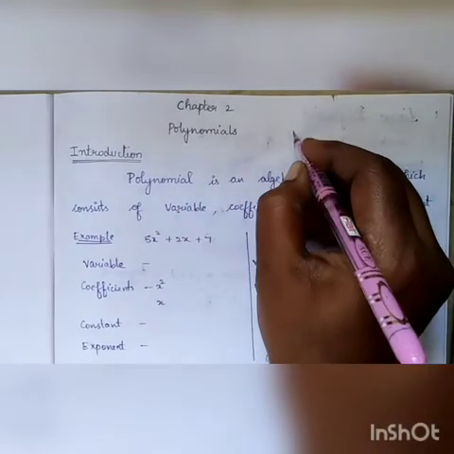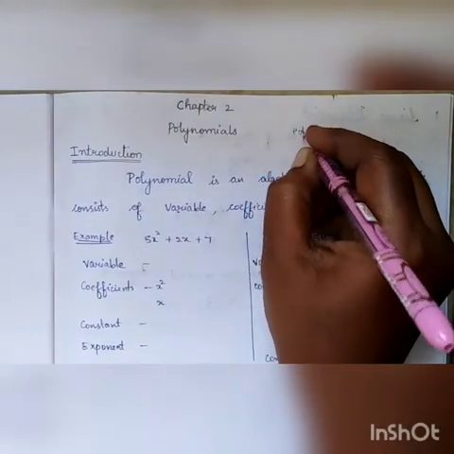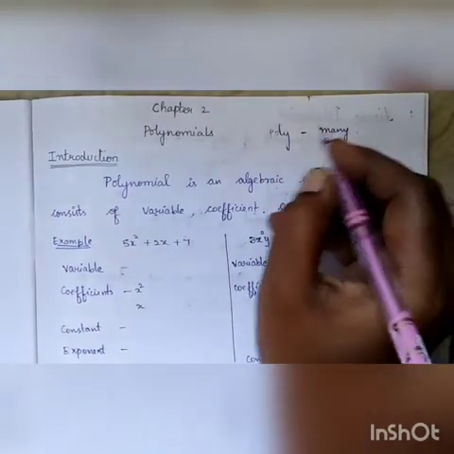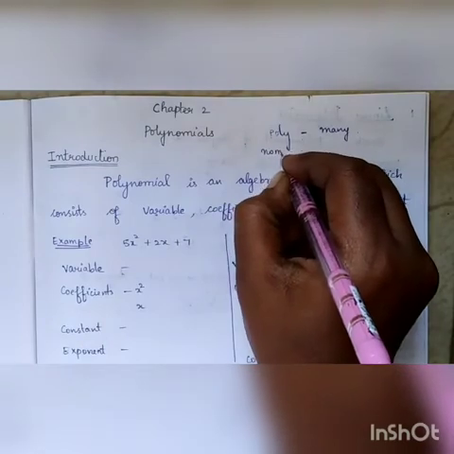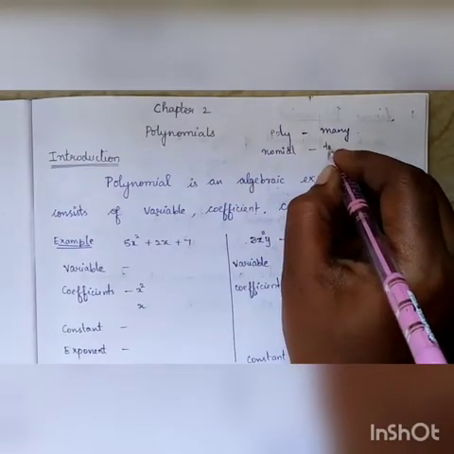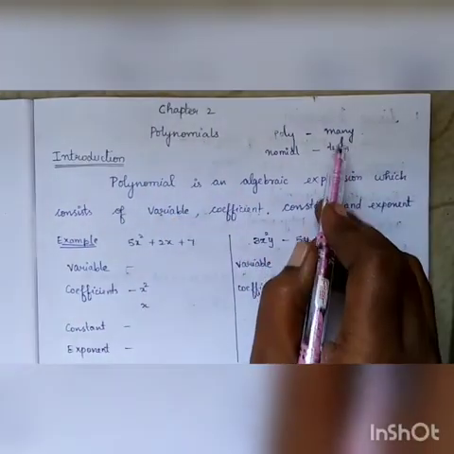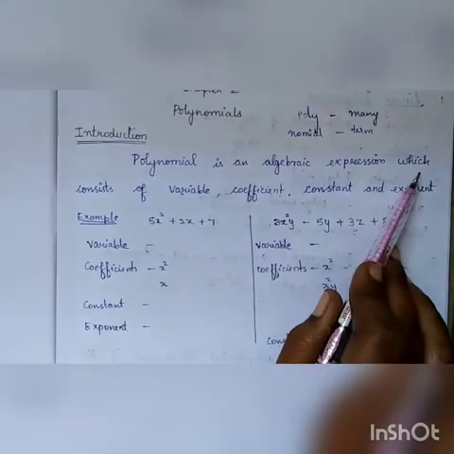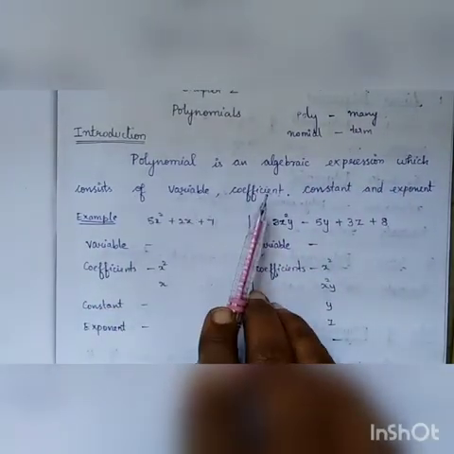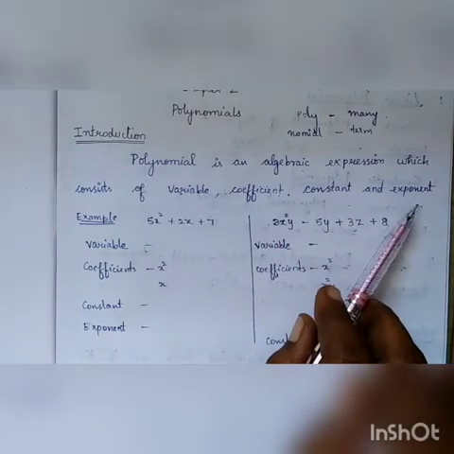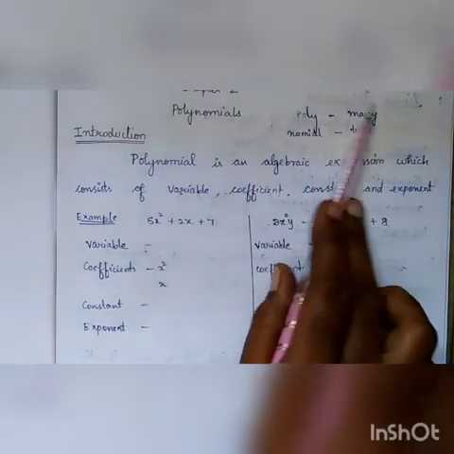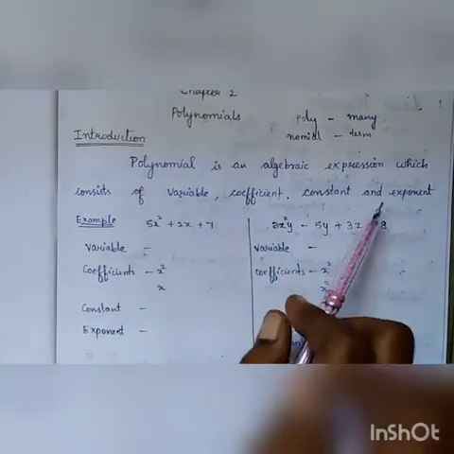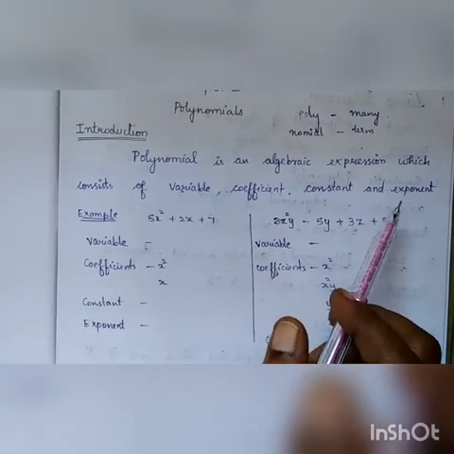polynomial. Poly means many. Nomial means term. So the meaning of polynomial is many terms. Now see here, a polynomial is an algebraic expression which consists of variables, coefficients, constants and exponents. This many-term expression is a combination of variable, coefficient, constant and exponents. All these things we have studied in class 9 itself.